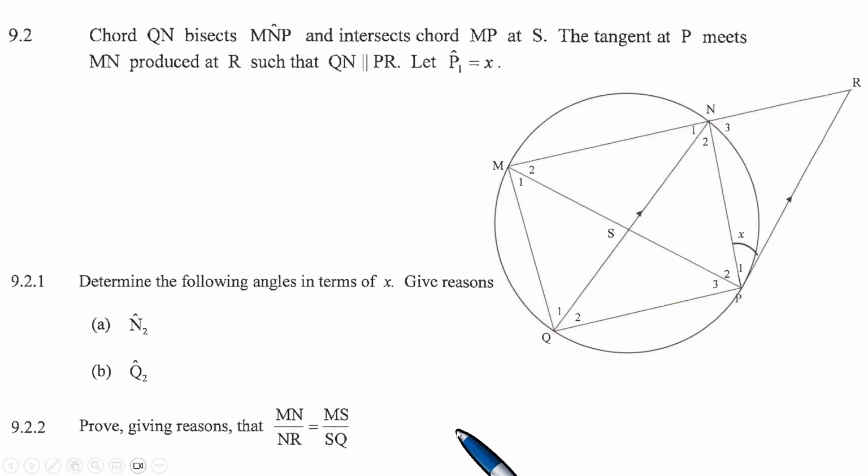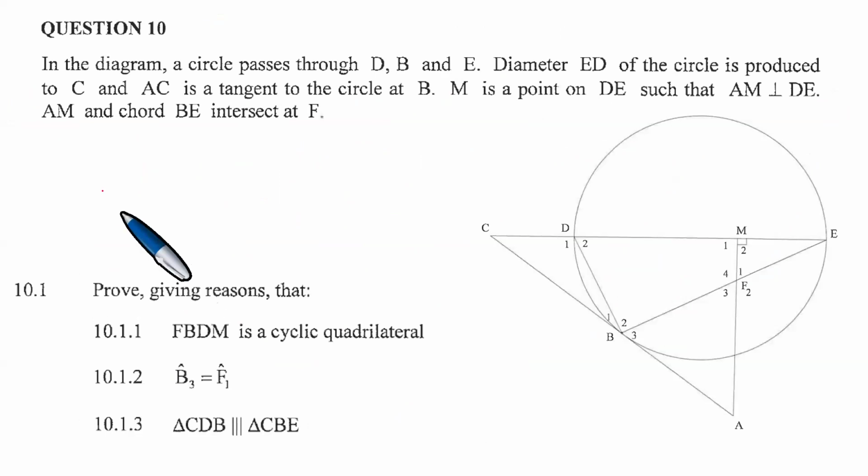The next question is very similar to what we've already seen. In the diagram, here's the diagram, a circle passes through D, B, and E. Here's the circle. There's a diameter ED, so a diameter ED of the circle is produced to C. And AC is a tangent to the circle at B.